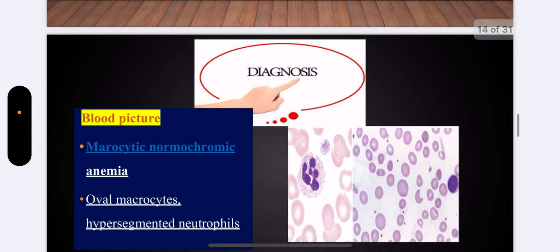Now, about the diagnosis, we had seen in the previous slide, anemia is macrocytic, normochromic, and there is presence of oval macrocytes, abnormally large type of cells, and neutrophils are hypersegmented. You can see here in the figure, there is presence of hypersegmented neutrophils and abnormally large blood cells, oval macrocytes.